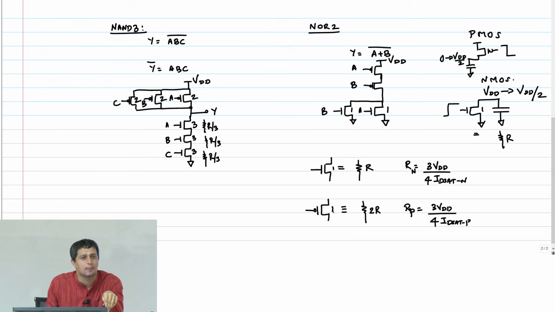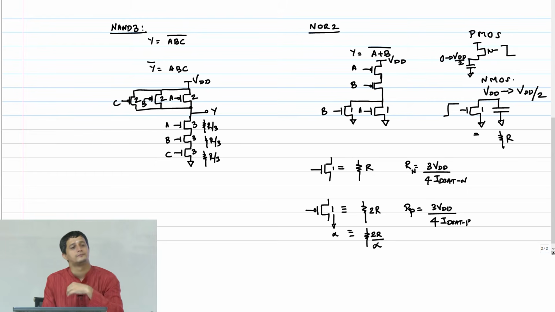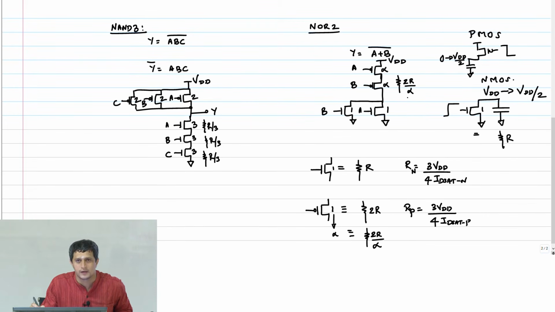Now if I scale up the PMOS transistor by a factor of alpha, let's say this 1 became alpha, then what would my resistance become? That is the key. This is an equivalent resistance of 2R by alpha. So now I am going to say that the width size of these PMOS transistors are all alpha. This resistance therefore is 2R by alpha, right.